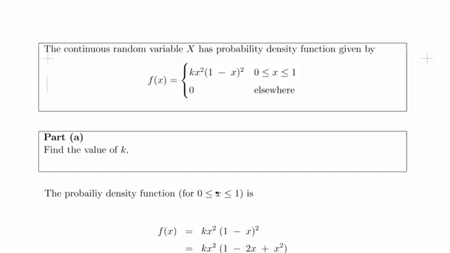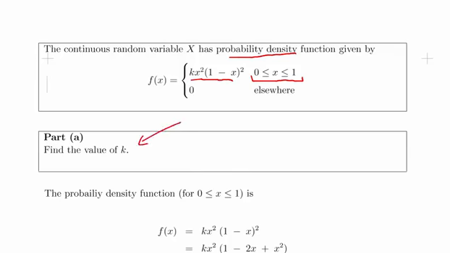Okay, in this presentation we are going to look at continuous random variables. Here we have the continuous random variable x, and it has the probability density function given by this expression here, k times x squared times (1 minus x) squared, and it is valid in the range of values between 0 and 1 inclusive. Now, first thing we have to do is find the value of k.